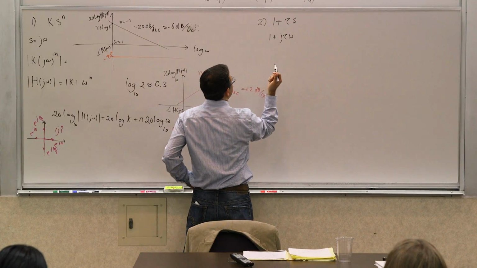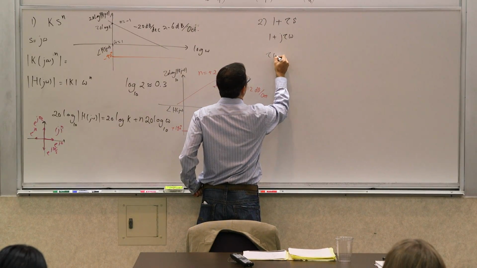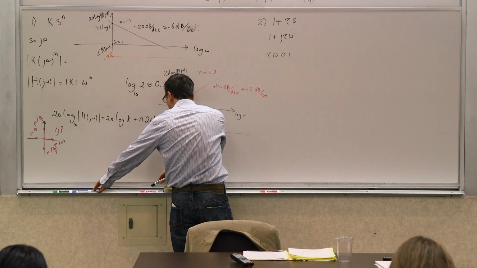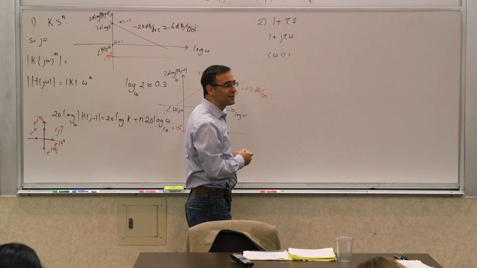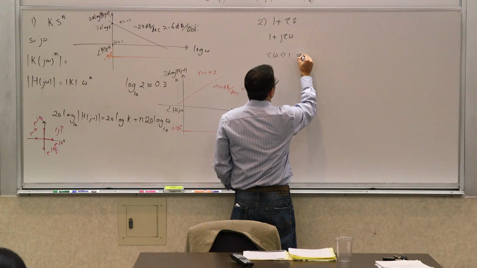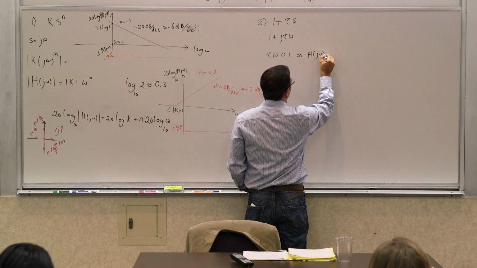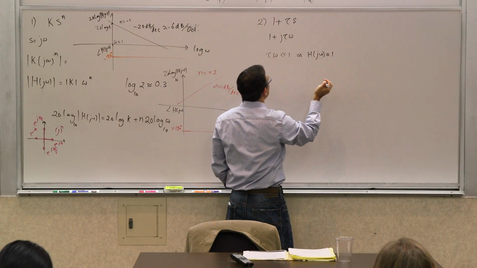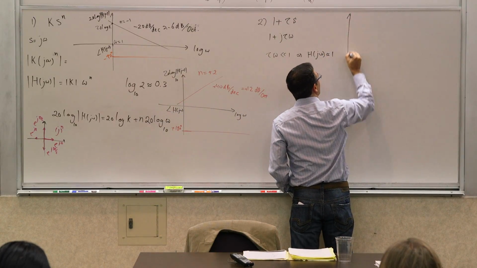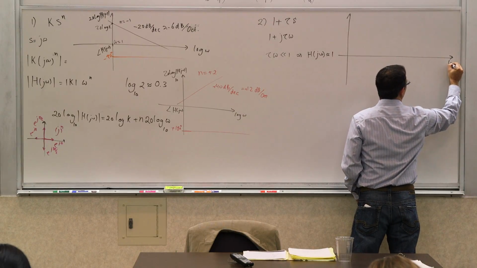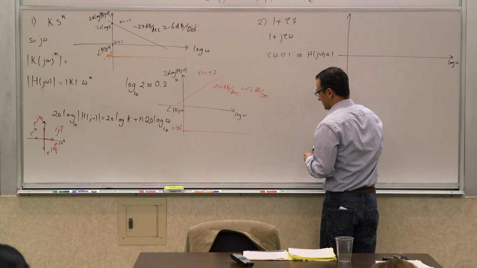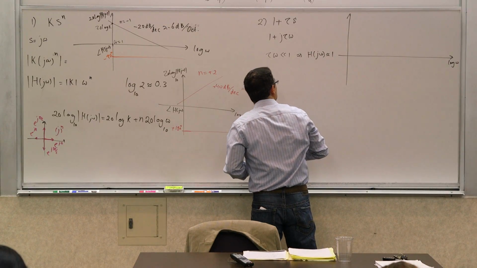So what are the asymptotes? Let's think about two different cases. When tau omega is much smaller than 1, this product is much smaller than 1. In that case, what does this look like? Then H of j omega is almost 1, because this term doesn't matter. And the Bode plot of 1 is not that difficult. What is the Bode plot of 1? The magnitude part of it, let's first say.